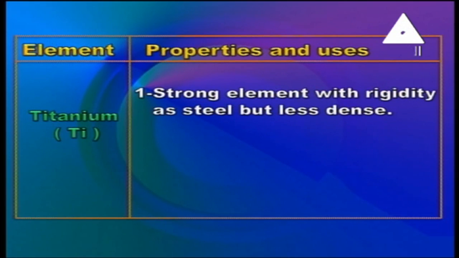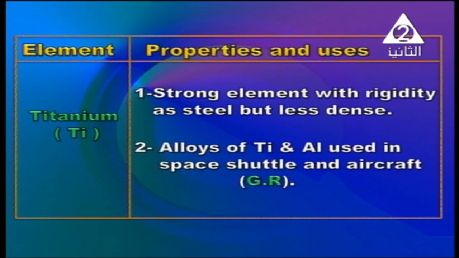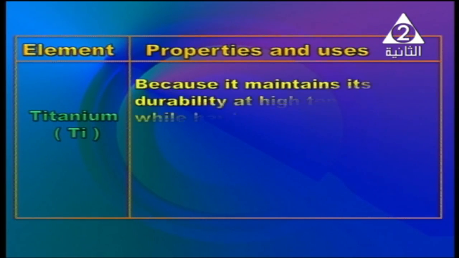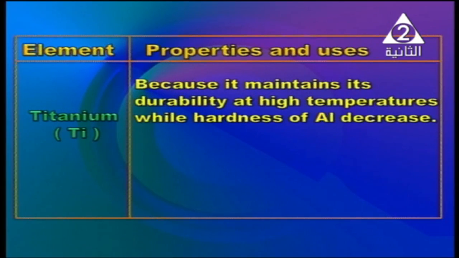Now we are going to discuss titanium. This element is a strong element with rigidity as steel but less dense, and its alloy with aluminum is used in the space shuttle and aircraft, and we have a give reason for this point: because it maintains its durability at high temperature while the hardness of aluminum decreases.